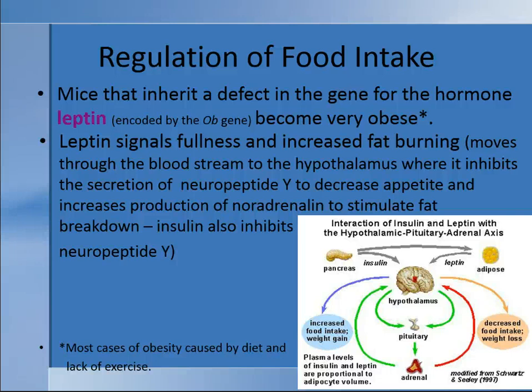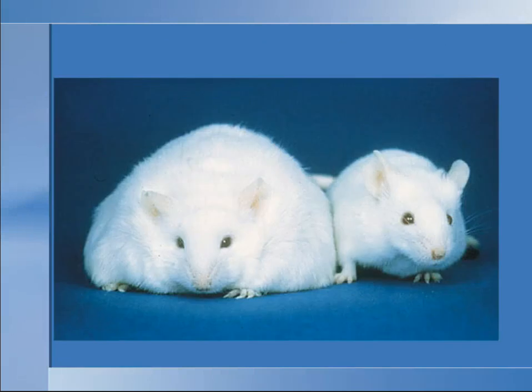And leptin signals fullness and increased fat burning by traveling to the hypothalamus, where it's going to inhibit the secretion of a neurotransmitter called neuropeptide Y, and neuropeptide Y increases appetite. So when you inhibit that, you will not be hungry. It's going to suppress your appetite. Now, this leptin also increases the production of noradrenaline, also known as norepinephrine, and this stimulates fat breakdown. As a side note, insulin also does this. Insulin also inhibits neuropeptide Y. So if you can't produce leptin, or if you can't produce insulin, then you have a tendency to overeat.